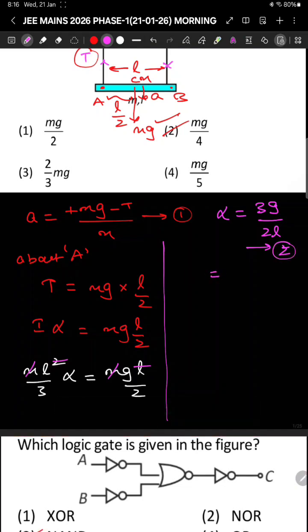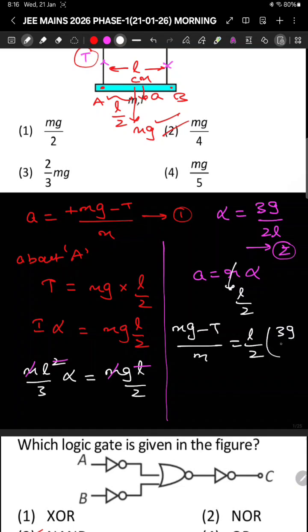a equals r alpha. So the acceleration of the center of mass a equals r alpha, where the radius is L by 2. So from equation 1, the a value was (mg minus T) by m, equal to alpha times L by 2. From equation 2, the alpha value was 3g by 2L. Simplify this to find the T value.